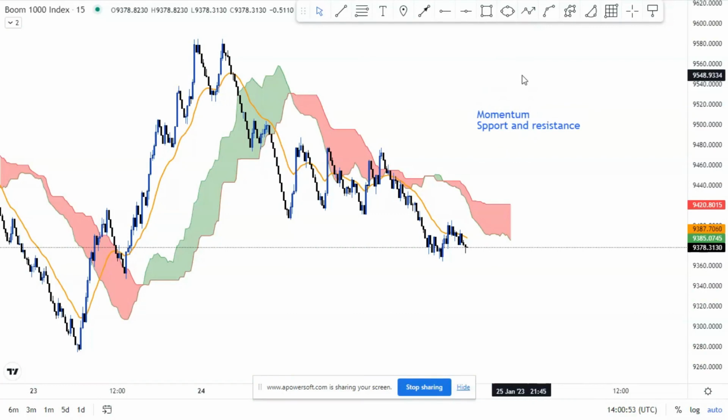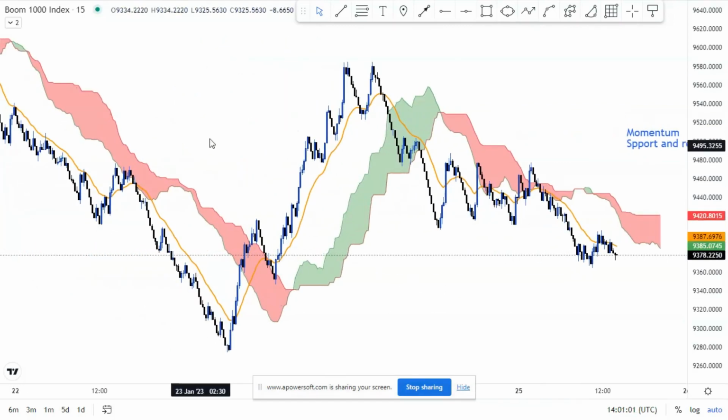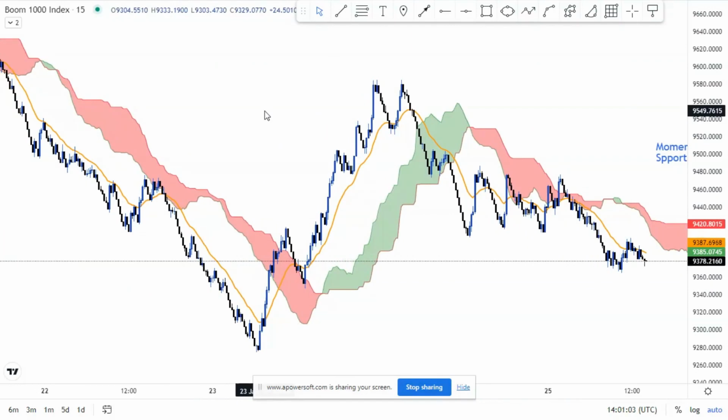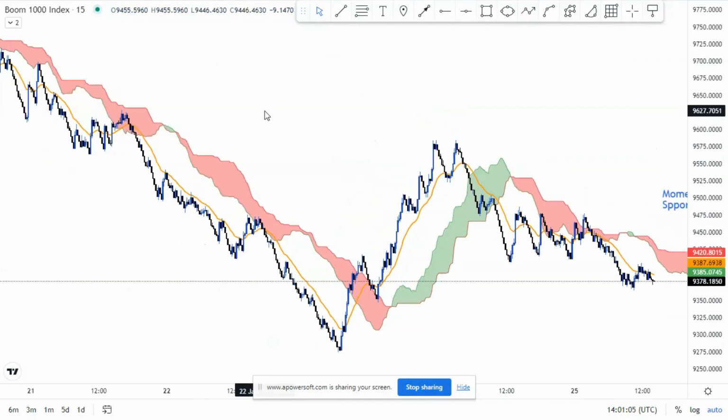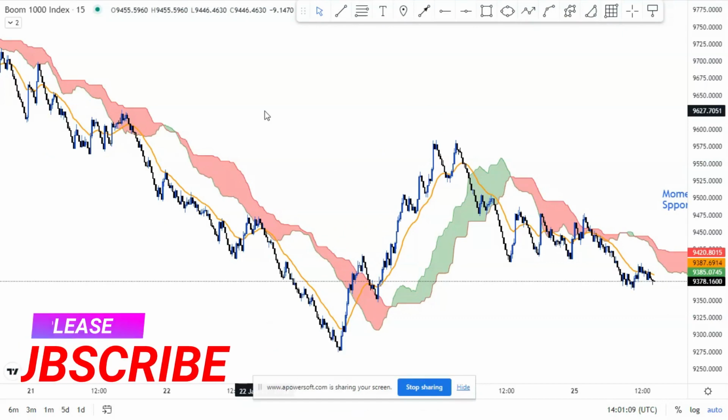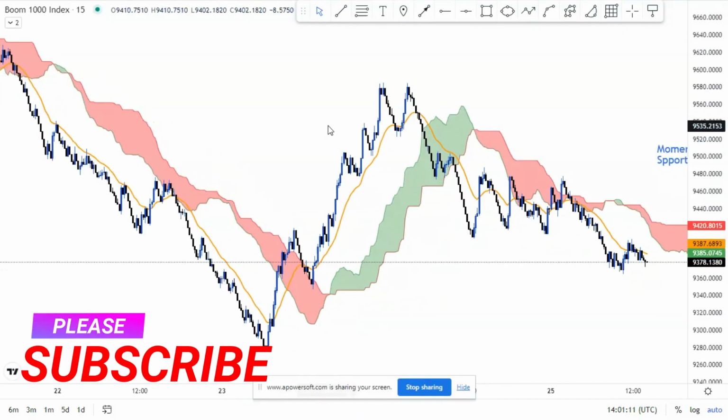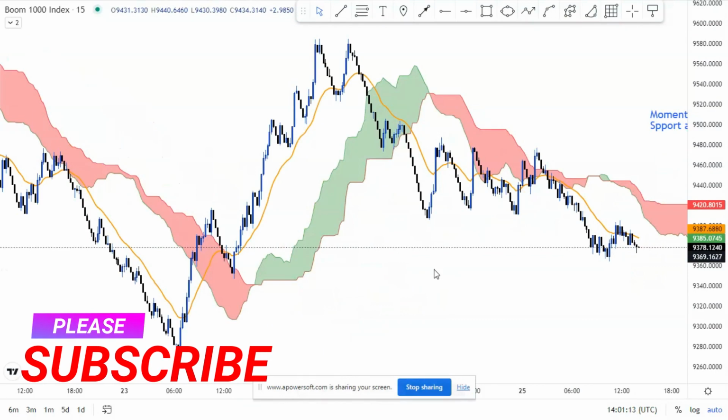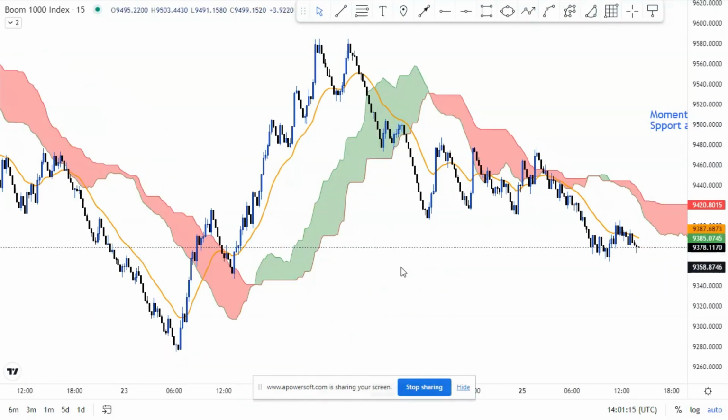I'm going to be sharing this indicator for Boom and Crash, the best momentum indicator. Today we are going to be looking at momentum and support and resistance, basically using this indicator. You can see that this is Boom 1000, and I think you can see this is an Ichimoku.